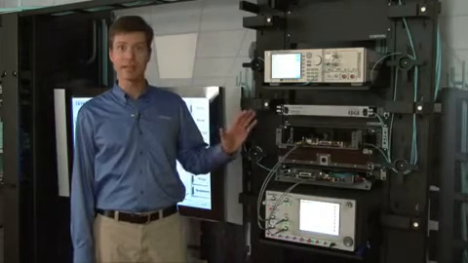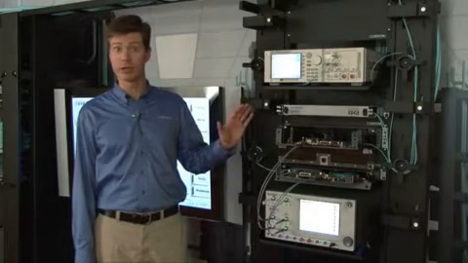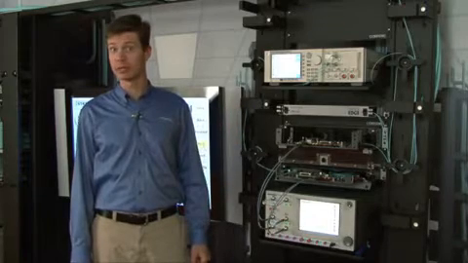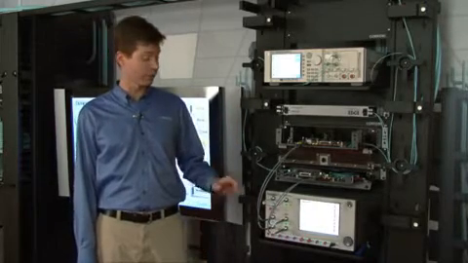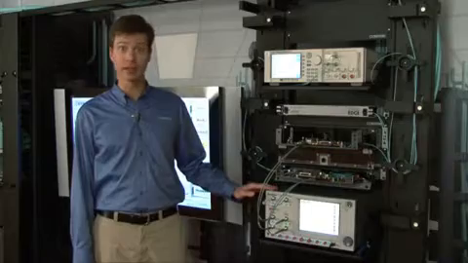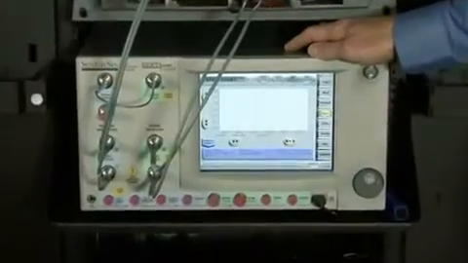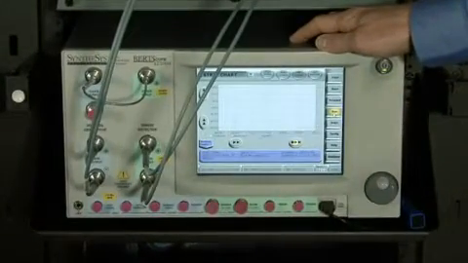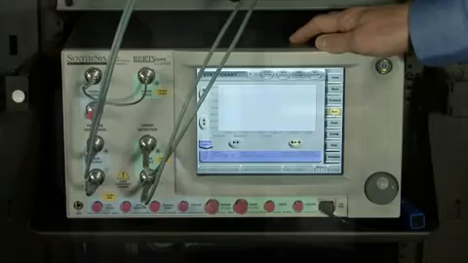On this side we have an EDA, or equipment distribution area, which is where a switch or server would be. But instead of a switch or a server, we're using a bit error rate tester to analyze system performance. The BERT is the main component of the system, running at 10 gigabits per second.